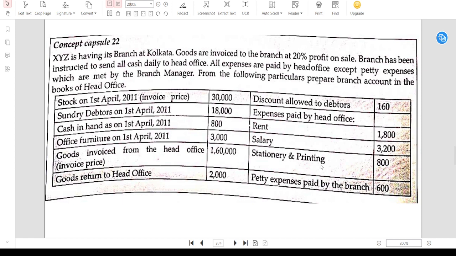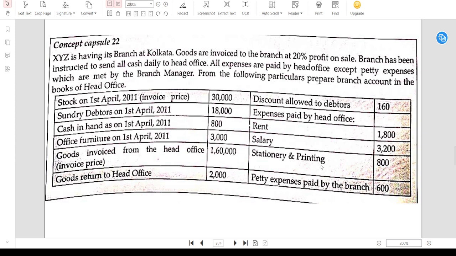This is purely an inverse price question. XYZ is having its branch at Kolkata. Goods are invoiced to the branch at 20% profit on sale. Branch has been instructed to send all cash daily to head office. All expenses are paid by head office except petty expenses which are made by the branch manager. From the following particulars, prepare a branch account in the books of head office.